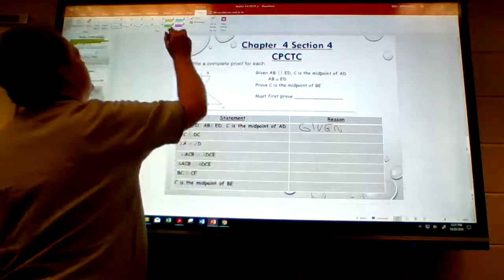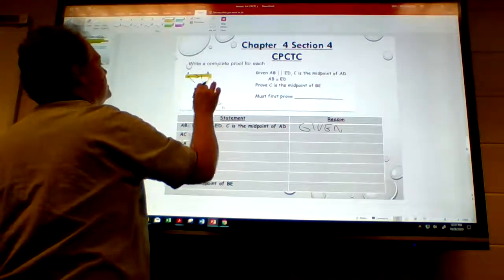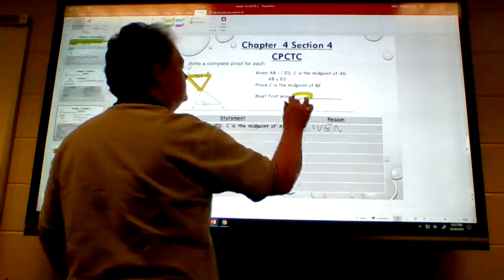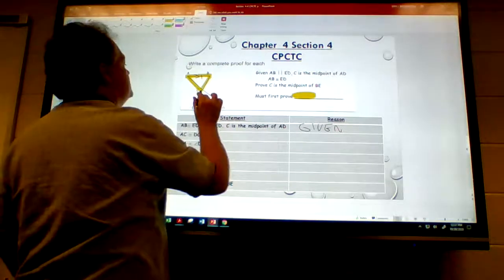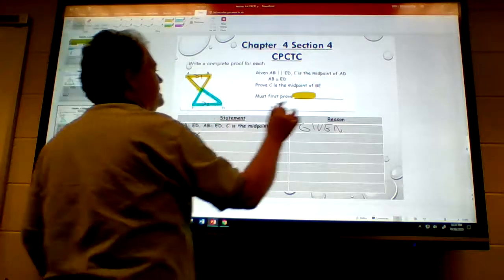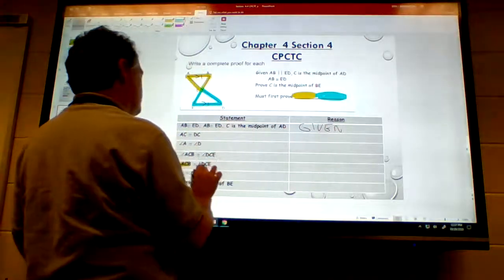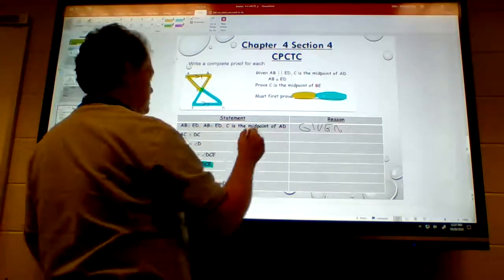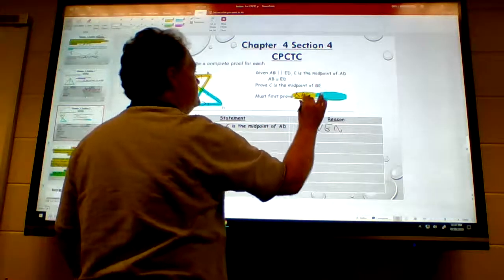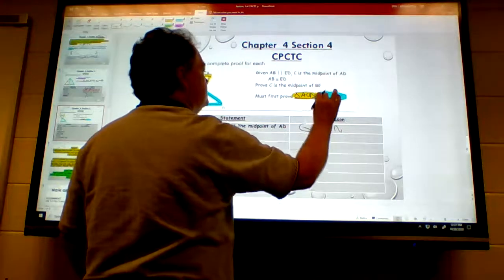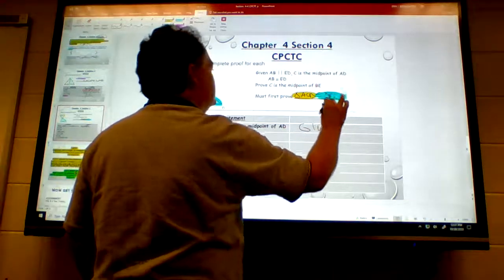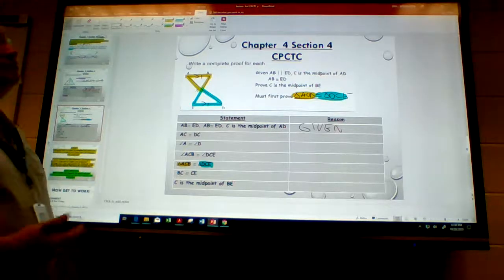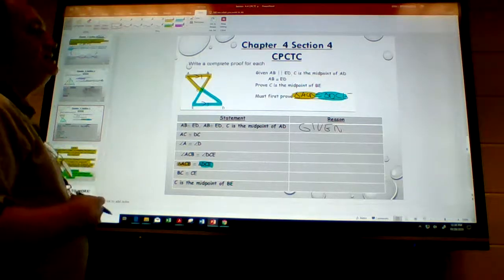And remember, we have to also prove that triangle ABC is congruent to triangle DCE. We have to prove that those two triangles are congruent here. I highlighted them in yellow and blue. So triangle ACB is congruent to triangle DCE. That's what we're trying to first prove. Then we can prove that C is the midpoint of BE.